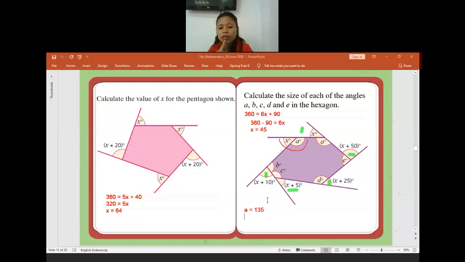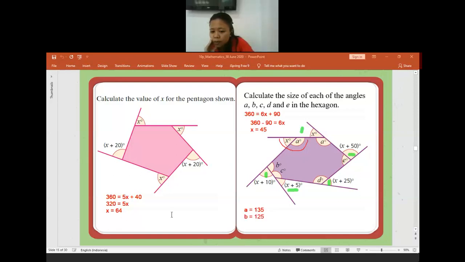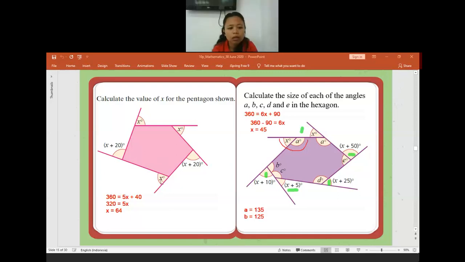How many degrees is B? 180 minus 55, so B is 125. Okay, 125. Is there anyone confused? If you are getting confused, you can tell me. You can type it in the chat box or just tell me anything.